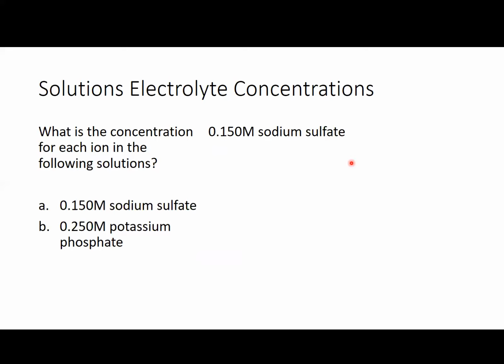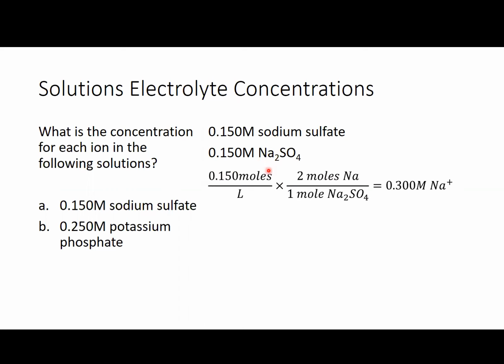So let's go and figure out what that is. First of all, I probably need the formula for it. So sodium sulfate is Na2SO4. And if I've got a 0.15 molar solution, that's moles of sodium sulfate. Every mole of sodium sulfate contains 2 moles of just sodium. And so 2 times 0.15 is 0.3. So I've got a 0.3 molar solution of sodium.